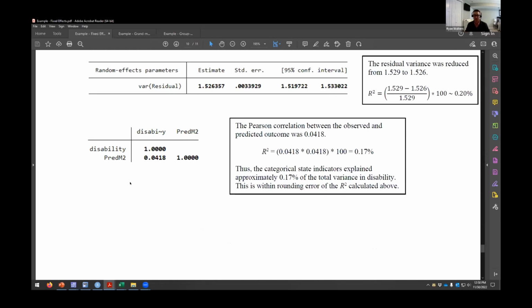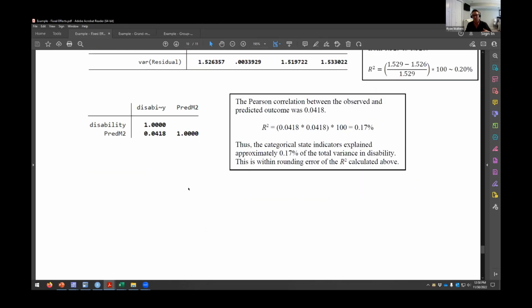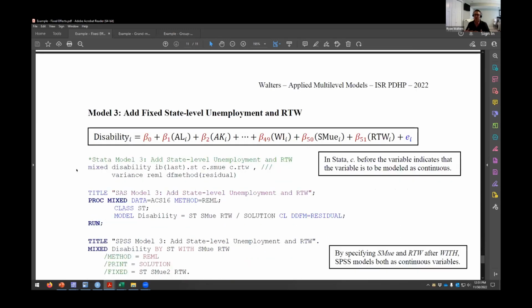Are there differences between states? And the answer is undeniably yes. Even from the abbreviated code we see here, the size of these differences is provided, at least relative to state 51 is provided here. The one other thing that I mentioned in the example is once you include those state level indicators, there's nothing left at the state level available to predict. They are going to explain all of the reason why states differ.